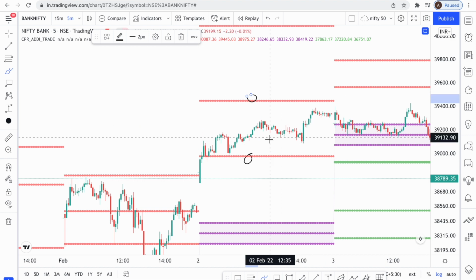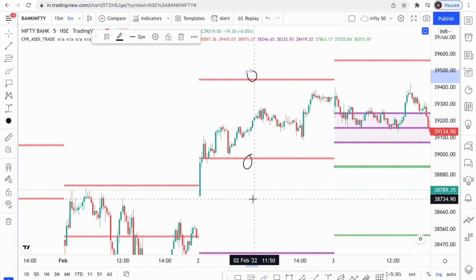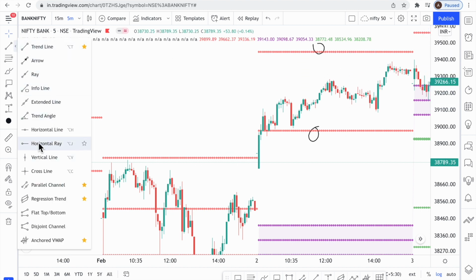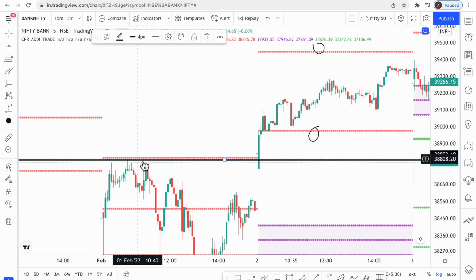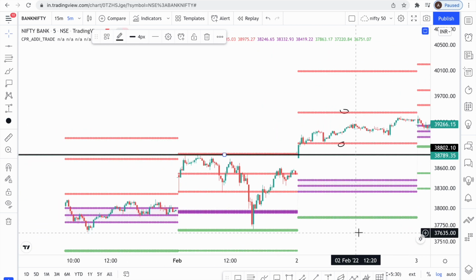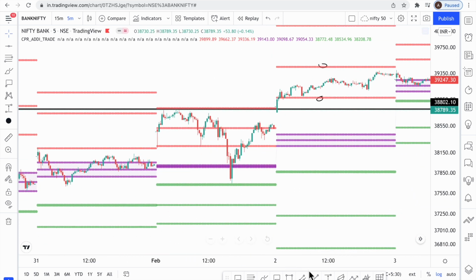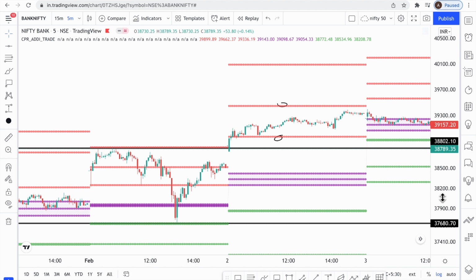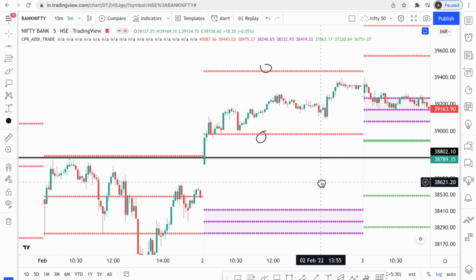It was difficult to buy options. Why? I'll tell you. We had the previous day high here and the previous day low, and the previous day was the budget day. The low was very far away. This black line was the previous day low. So when the market opened, the first 5-minute candle itself gave us good profit.